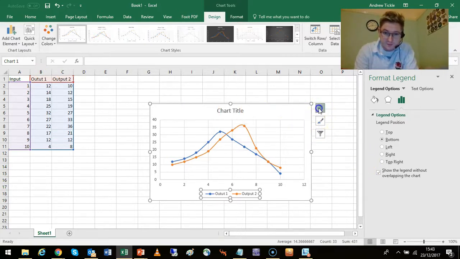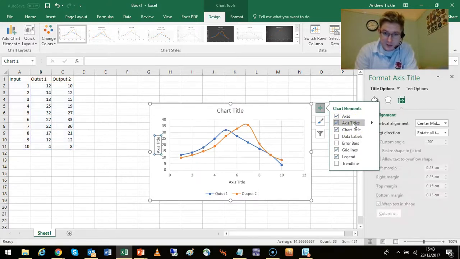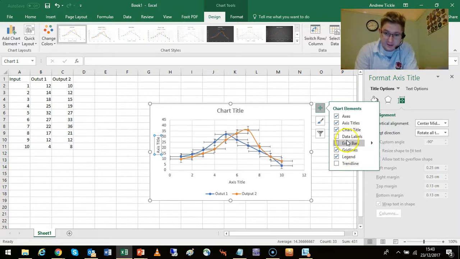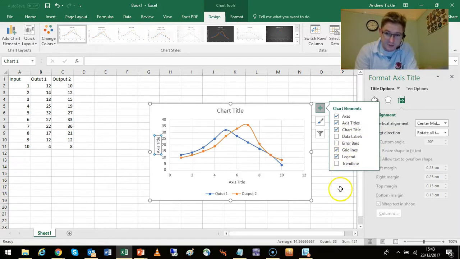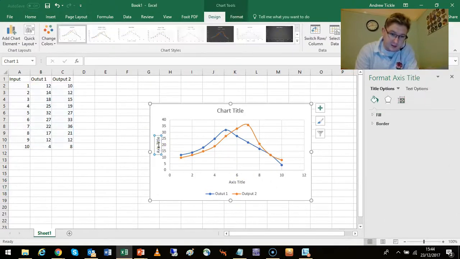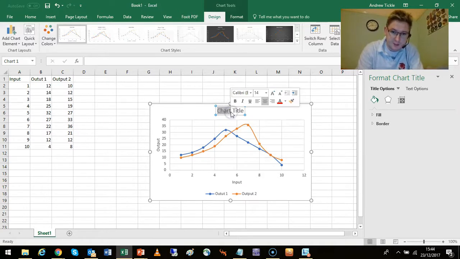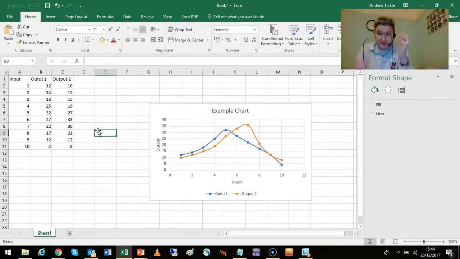You can add a chart title. You can add chart axes titles. You can put error bars in there. You can actually put the divisor in there if you want to. So again, I could double click on that. So for the y-axis I want to say that's the output, and for the x-axis I want to say that's the input, and I'm just going to write example chart up there.